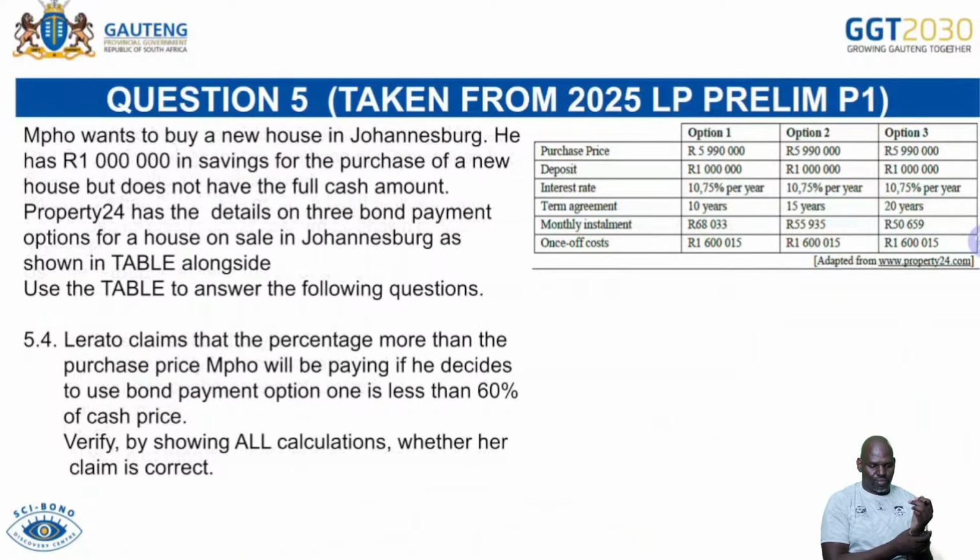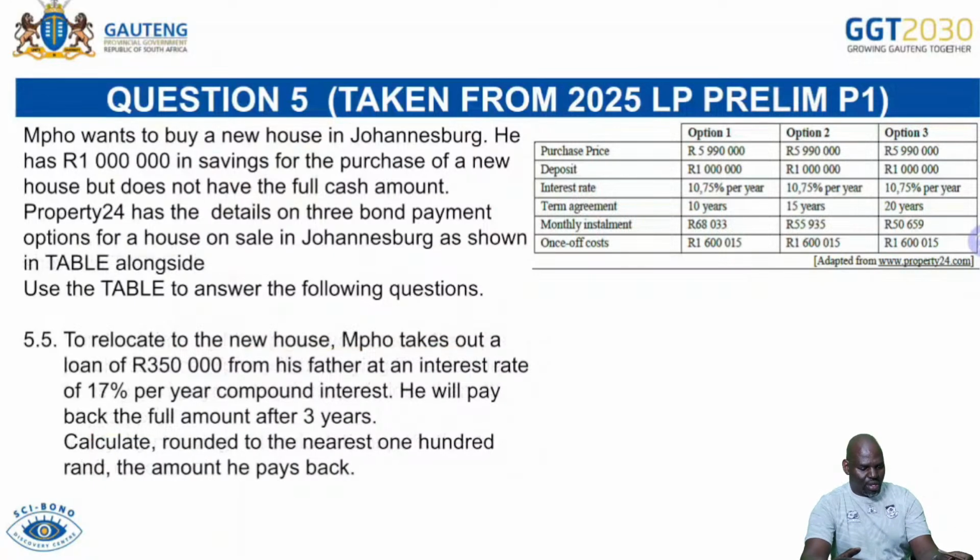Then 5.4. Lerato claims that the percentage more than the purchase price Paul will be paying if he decides to use bond payment option 1 is less than 60% of the cash price. Okay, Lerato claims that the percentage, let me check.